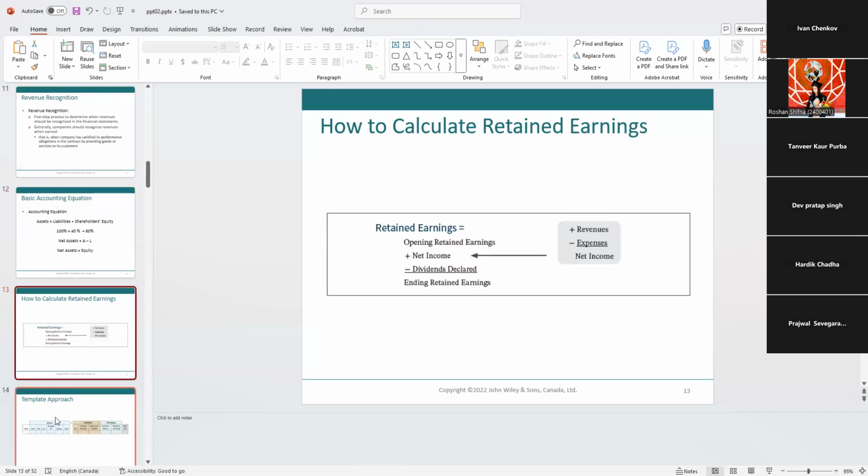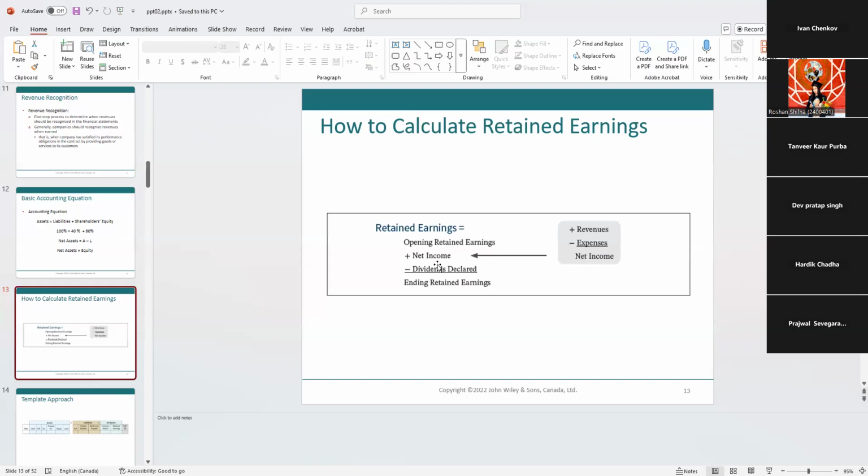How to calculate the retained earnings? Now we're coming again to retained earnings. Again, if I repeat something so many times, that means it's important. Retained earnings, always remember, we're going to have an opening balance for the retained earnings. Then we're going to calculate the revenue minus expenses, get the net income, and we're going to add the net income to retained earnings.